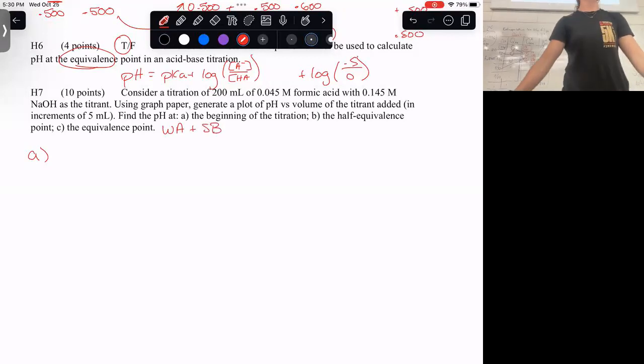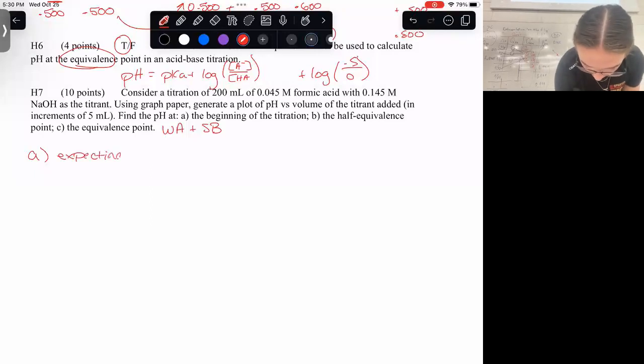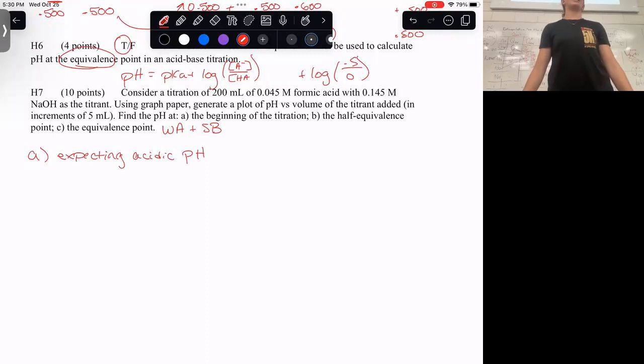So before we even begin, if your sodium hydroxide is your titrant, should our pH at the beginning be acidic or basic? It should be acidic, right? So we're expecting an acidic pH. Okay, so at the beginning, we just have this weak acid. How do we solve for pH of just a weak acid?